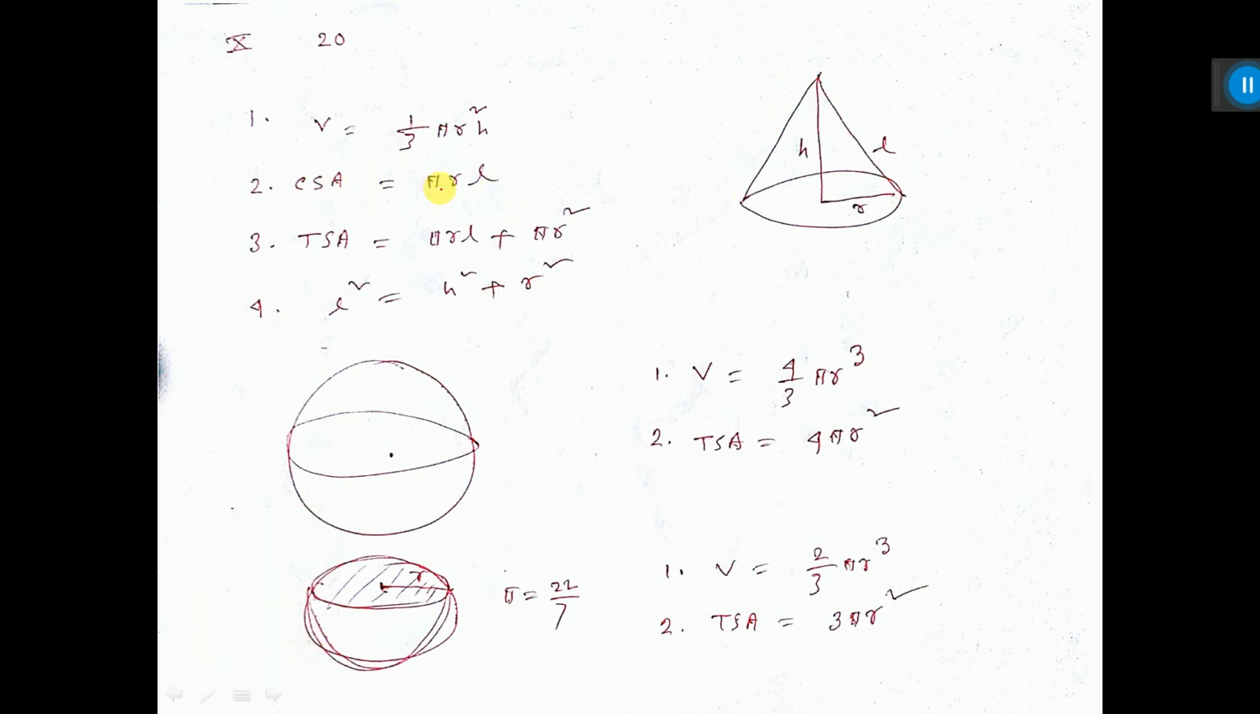The proof of why the volume comes as one third pi r square h is not in your syllabus. That is why I am not describing it.